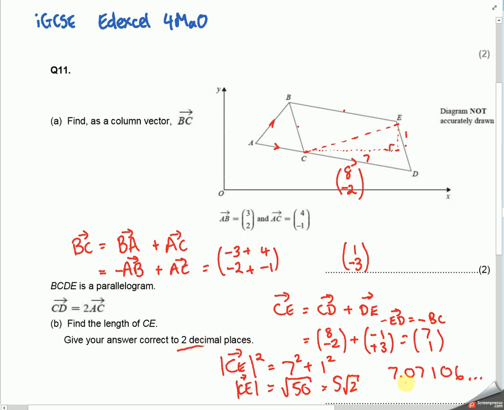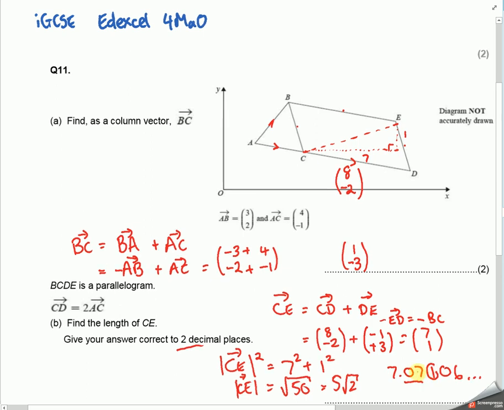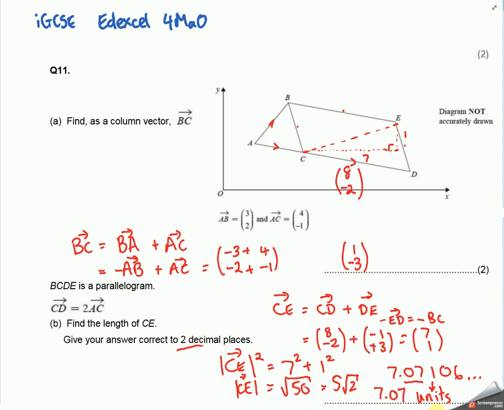So 2 decimal places is 0.7. Check the 1 that goes downwards, says round down. So we only want the 7.07 units. Okay, that's the solution.